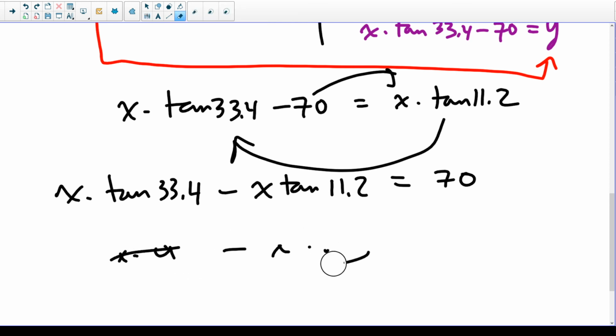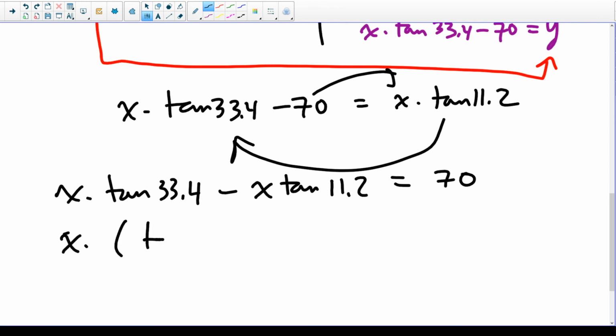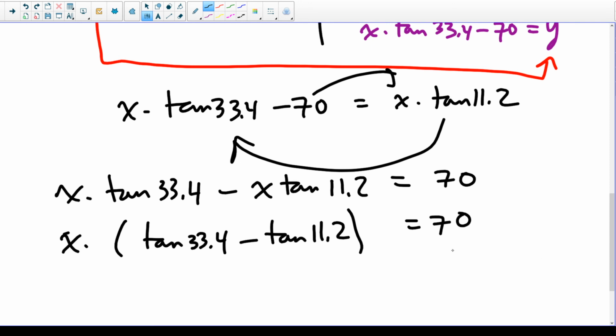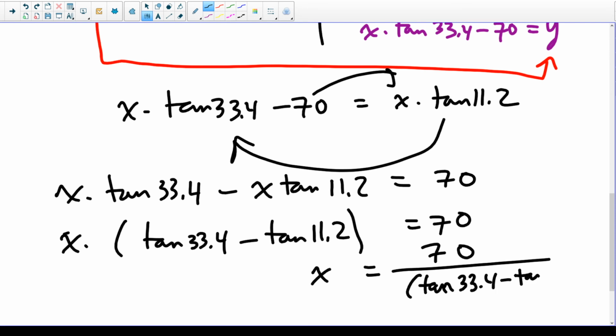Correct. We want to factor this. We're going to pull that x out of both of those, like so. And then I'm going to divide that ugly tan bracket on this side, like so. And that'll give me my x value.